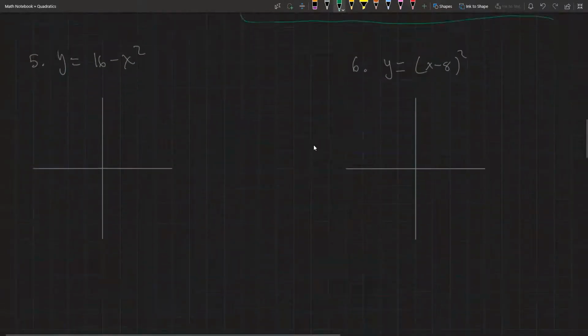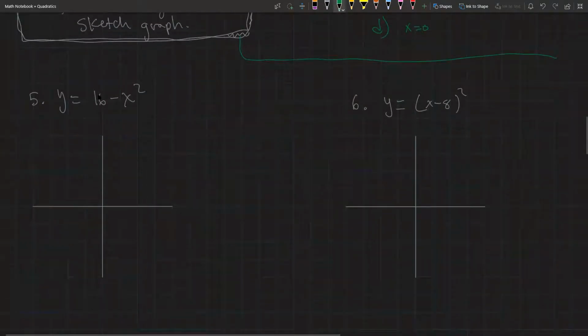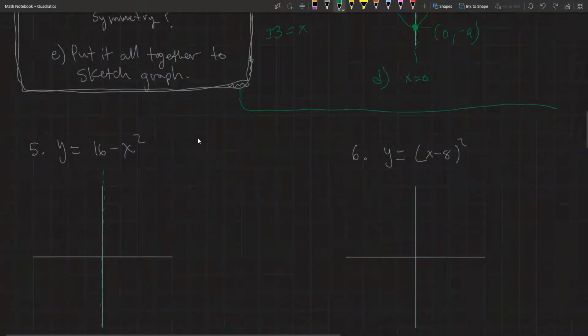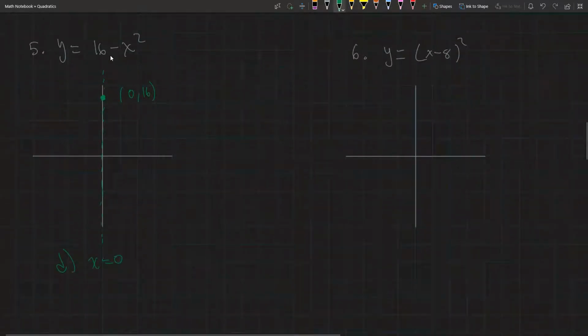Some that might require us to do more work or not. Let's see. 16 minus x something squared. What makes the something squared equal 0? Remember that we know how to sketch this very quickly. And that is when x equals 0. And remember, that was the line of symmetry, or letter D. When that is 0, we get a y value of 16. So we get a y-intercept, hopefully you can see that, of 0, 16, which turns out to also be the vertex. And because it's negative something squared, this is a parabola that curves downwards.